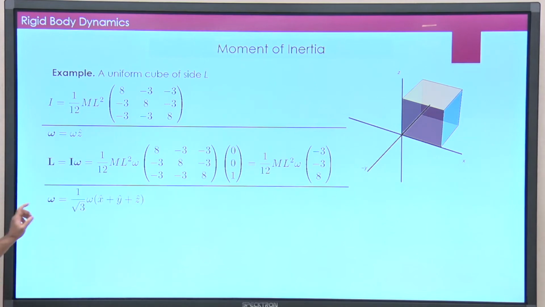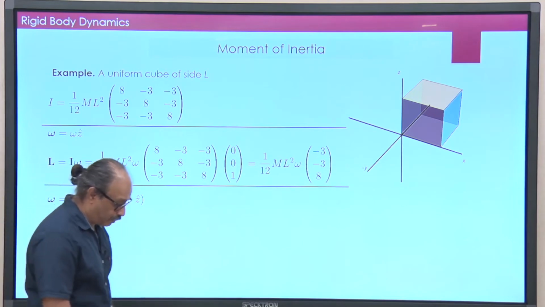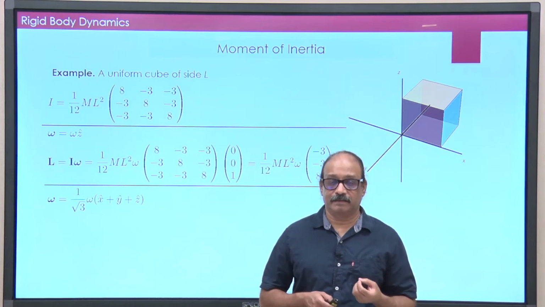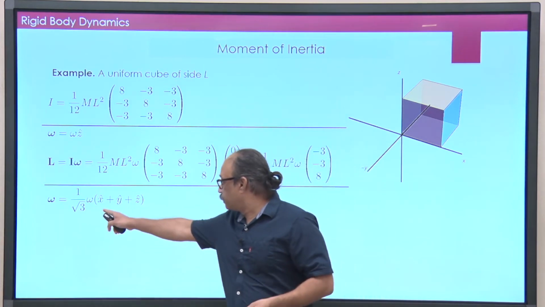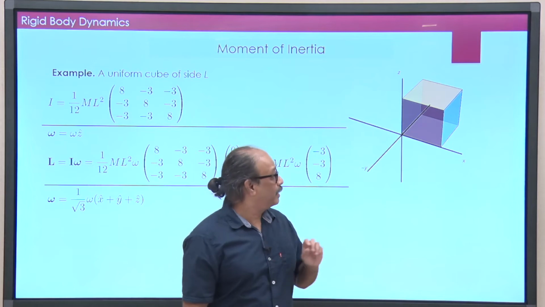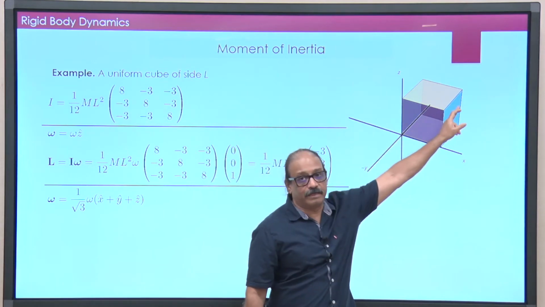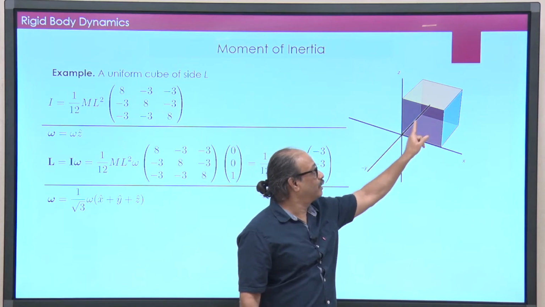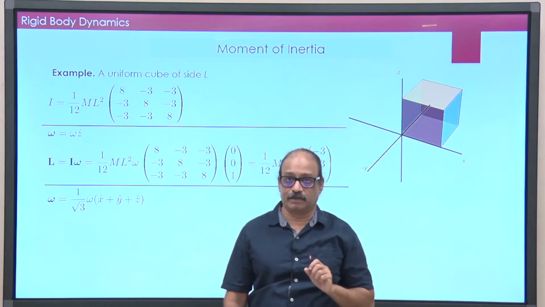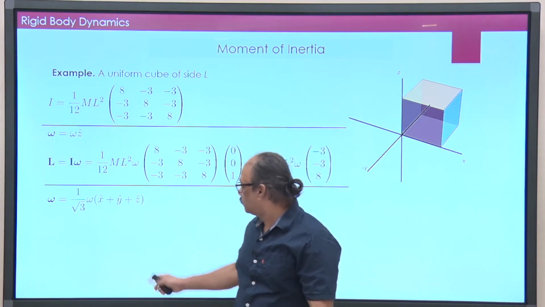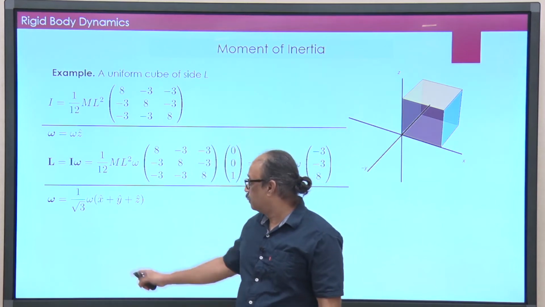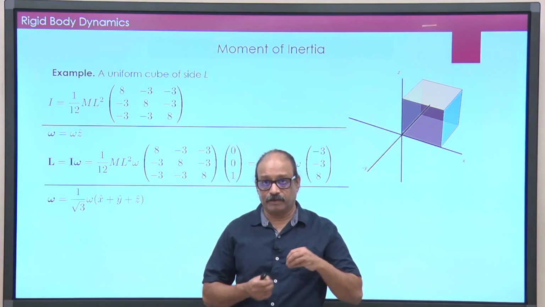If I for example take omega, which is 1 over root 3 x cap plus y cap plus z cap. What is this direction? This is basically 1 over root 3 1 1 1. What is that direction? That is exactly the same as the body diagonal of our cube, that joins 0 0 0 point here to L L L point there, which is diagonally opposite to 0 0 0. And if you take a unit vector along that, you will get 1 over root 3 1 1 1 multiplied by some angular speed omega, that gives me the angular velocity.